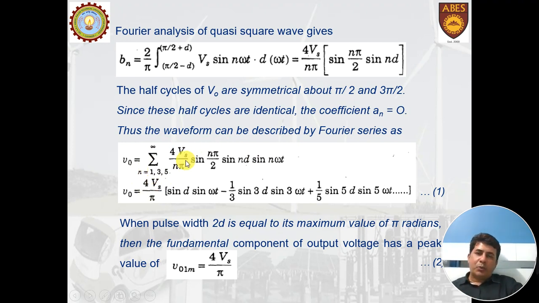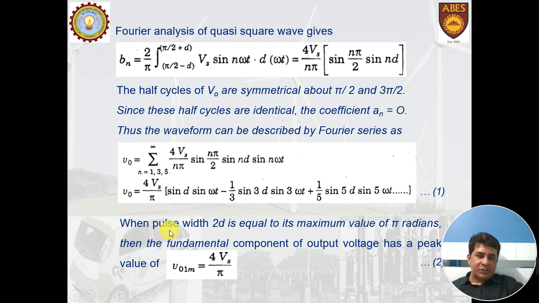Now the point to be noticed is that this output voltage has a dependency on D. In fact, the third harmonic has a dependency on D, and the fifth harmonic has a dependency on D. So basically, whether it is the fundamental component or the harmonic component, it will have a dependency on D. Now let us see what is the effect of this D on the various harmonics and on the fundamental component.